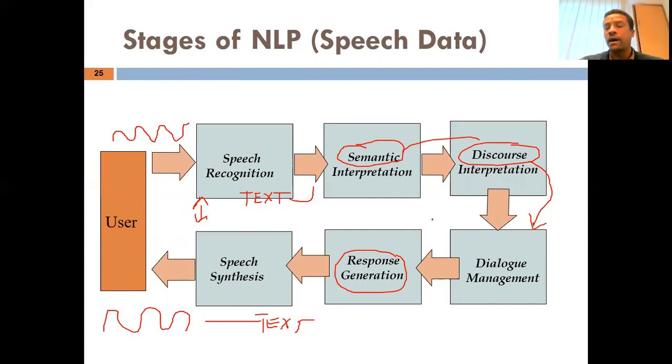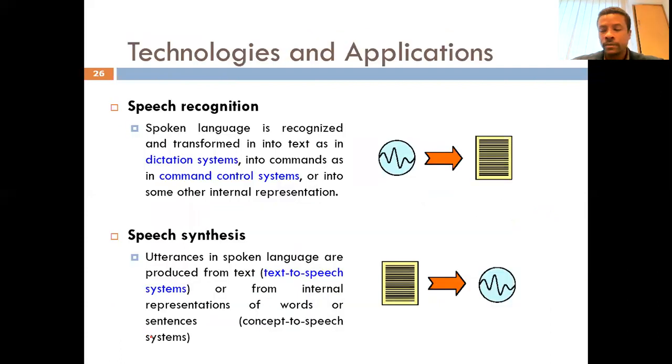These steps are the stages that we have in speech data processing or in a dialogue system. So we have a user who produces a sound wave, which is converted into text. The text is converted into a meaning interpretation. That meaning is converted into the discourse. Then the discourse is given to the dialogue manager so that it identifies the response to be given. Then the response is generated. Finally, that response in textual form is converted into a sound. And these are the stages that we have in a speech processing system.